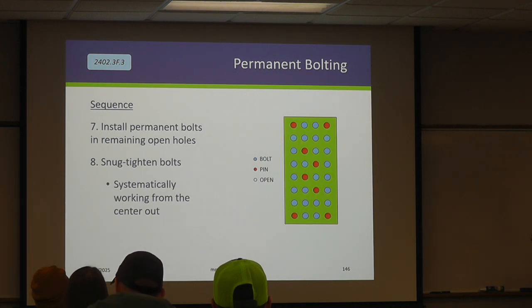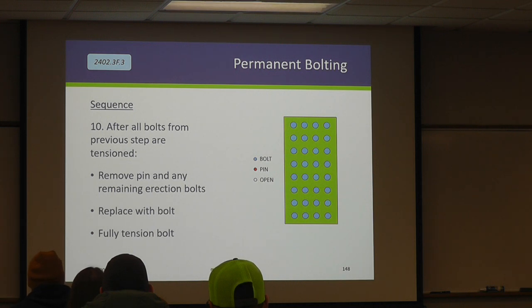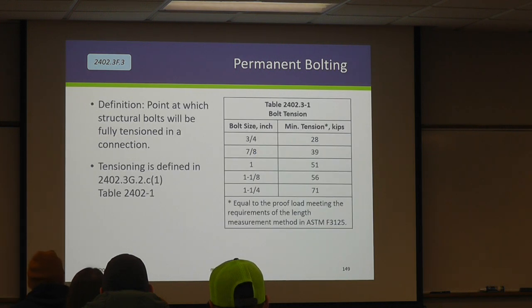So they're going to install the remaining permanent bolts in the open holes, and they're going to start to systematically tighten these things. This is where that pinning and bolting sequence comes into play. They really should be working from the center out for tightening. Tighten all of these, come back, and then remove the pins. Again, unless they've told you otherwise in that plan, because they've looked at it. So we're going to talk about that systematic tightening in just a little bit.